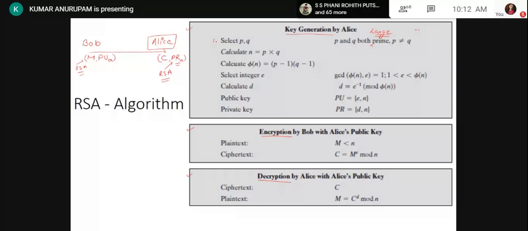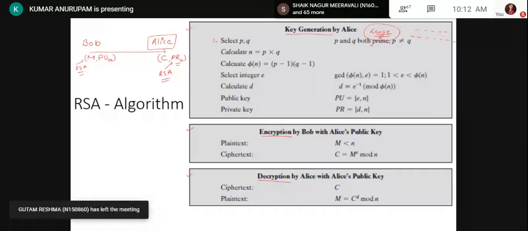P should be of length, let's say, 5 digits. Q could be, let's say, 7 digits, like that. It should be large. Why are we talking about large? Because here lies the security of RSA. Don't worry about it. When we talk about security, I'll discuss this part in detail.